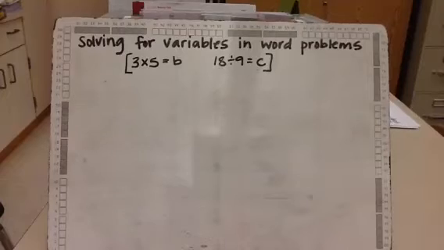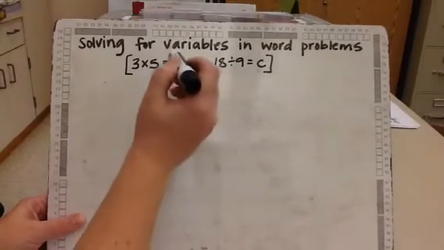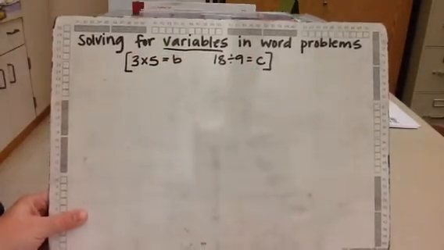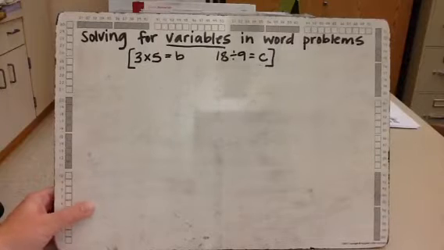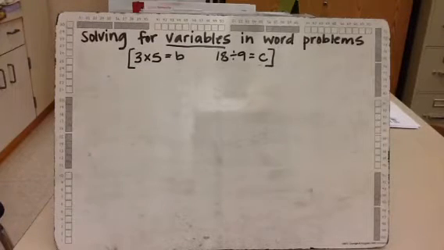In this video, I'm going to be modeling for you how to solve for a variable in a word problem. So first of all, variables again are just the unknown in an equation or the unknown in a word problem. And we've been solving for variables since kindergarten, but most of the time it's addition and subtraction. Well, now we're focusing a little bit more on multiplication and division.